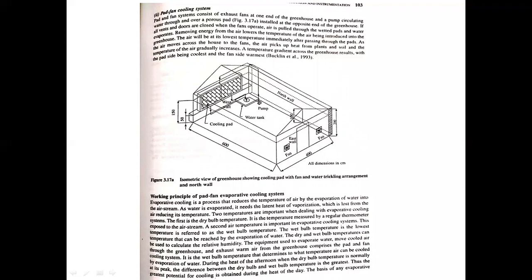So the cooling pad makes entry of cool air, but as this air flows through the greenhouse from here to this end, it comes in contact with the crops and gets the touch of warm air. Coming at this end, the warm air is removed by this exhaust fan, and the cool air is maintained in this greenhouse. Okay, so the working principle of the pad fan evaporative cooling system.